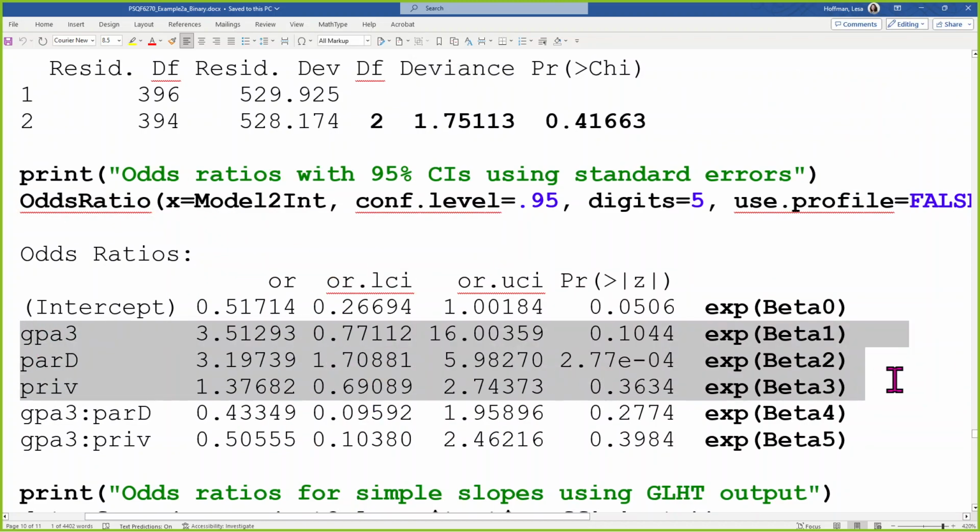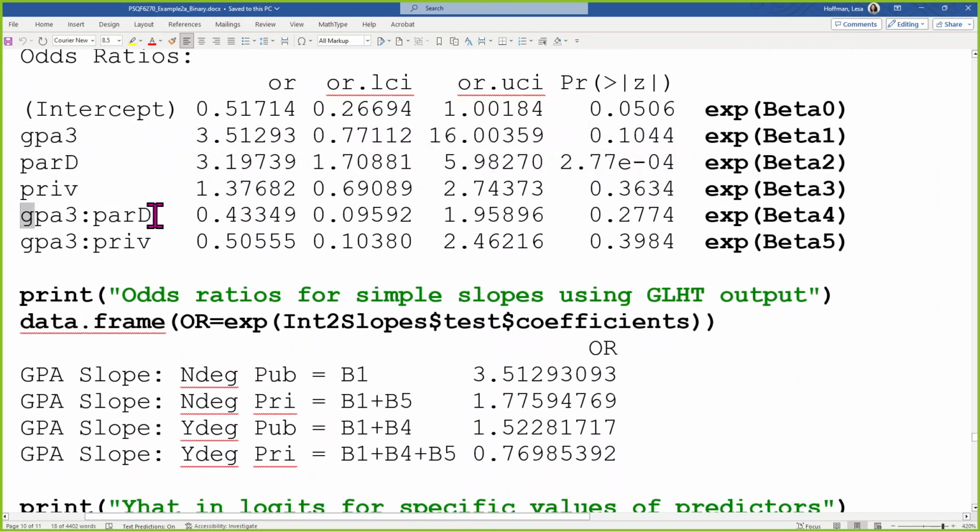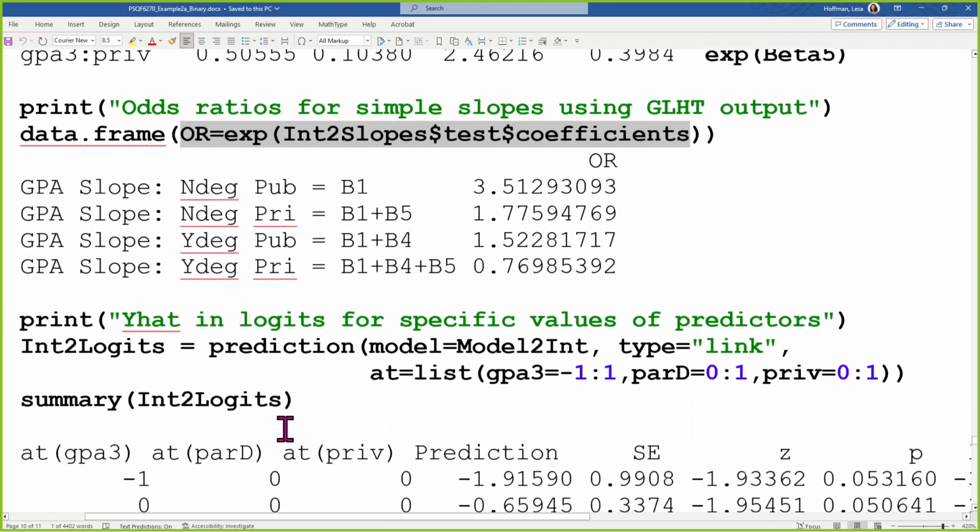These are all positive. Note the values for the interaction terms. Remember the interaction terms were negative? Odds ratios between 0 and 1. If you need to get odds ratios for the linear combinations, you can do that too. I did it manually by asking to exponentiate the column of coefficients and then split it into a data frame so it prints neatly.